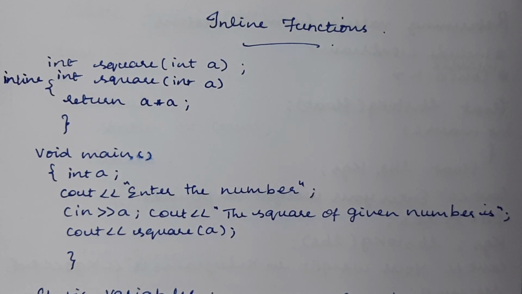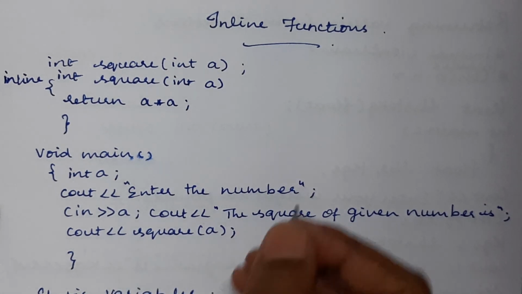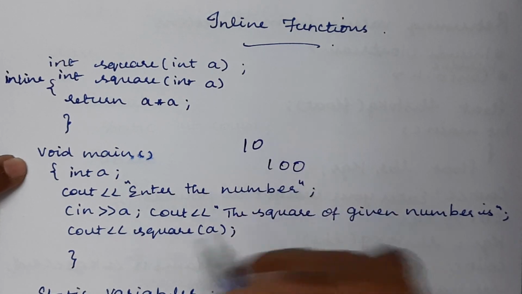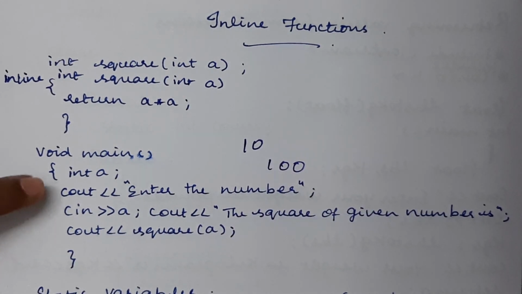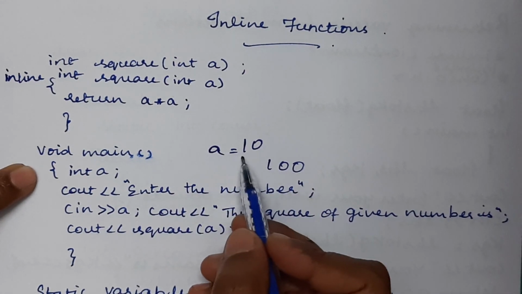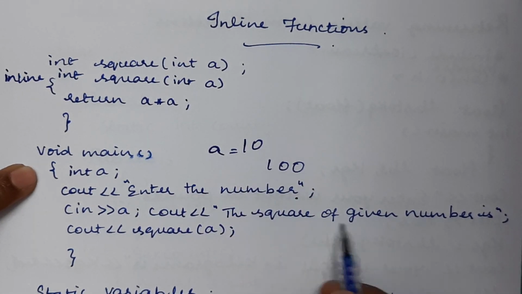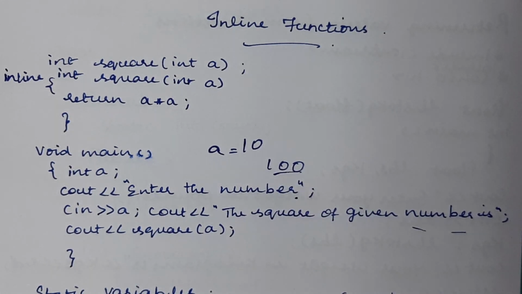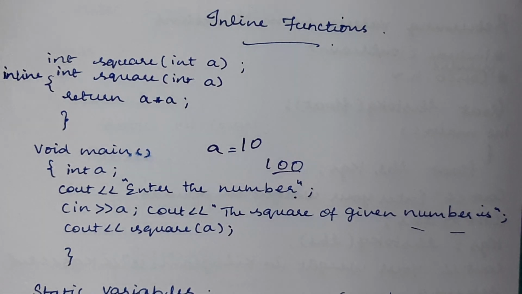So what could be the output of this program? Suppose I give the value as 10, then it will produce the result as 100. So it will display: enter the number, that is 10, then square of the given number is 100. That is the output. It just squares the given number, whatever number you provide. So this is what an inline function is.